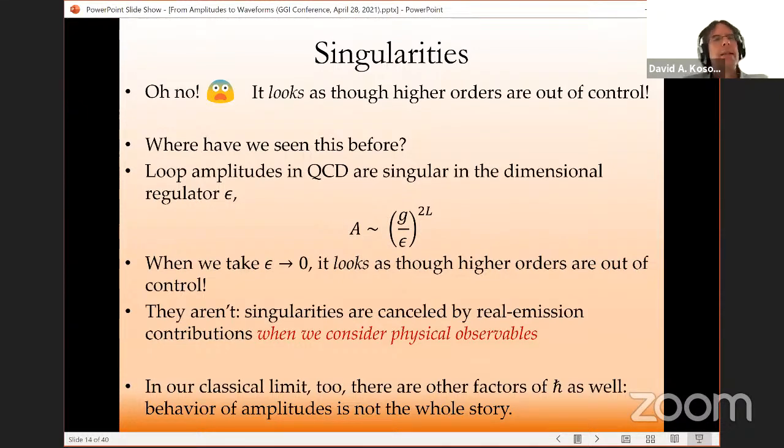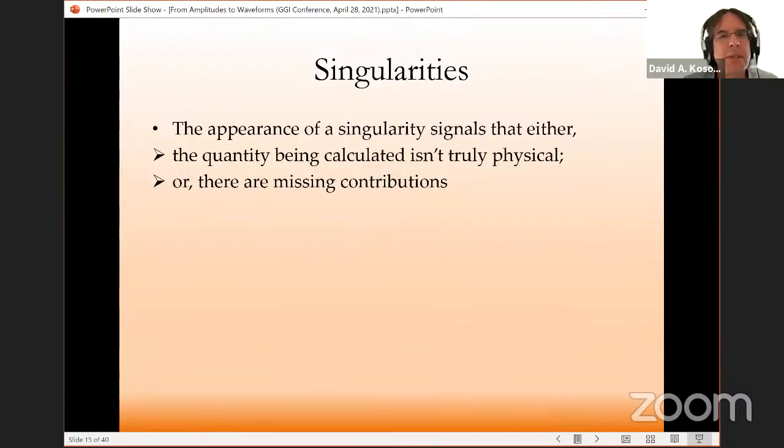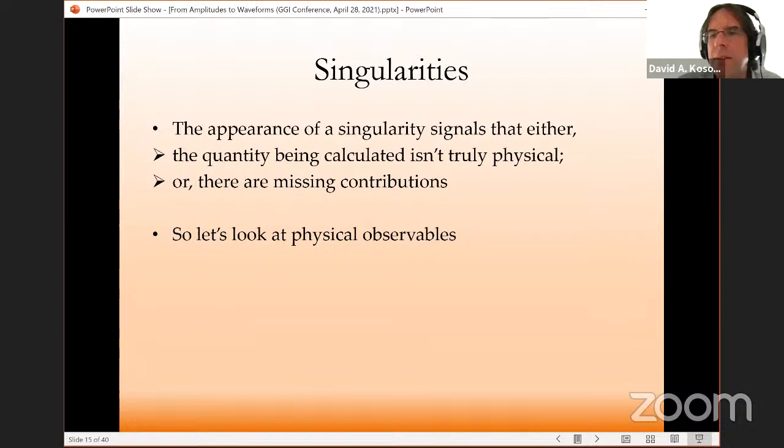Indeed, in general, if one is doing a calculation and a singularity appears, then it's a signal that either the quantity being calculated is not truly physical, as might be the example of a virtual loop amplitude, or there are missing contributions, as in the case of the missing real emission contributions. So with that kind of admonition, let's go ahead and look at some physical observables.